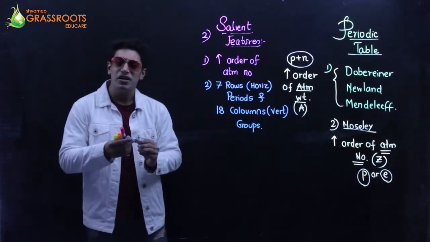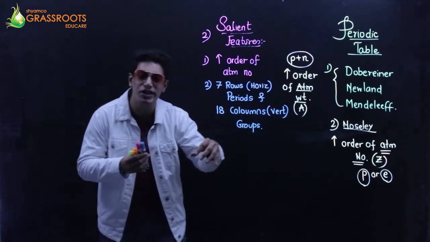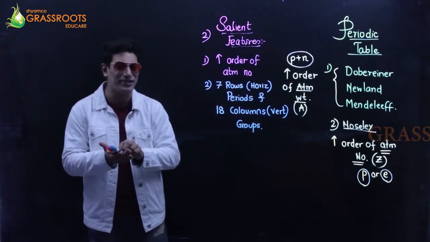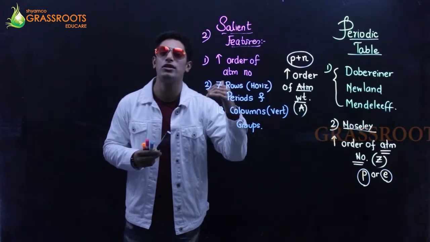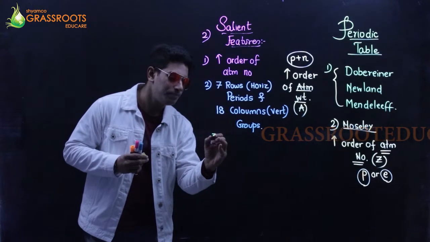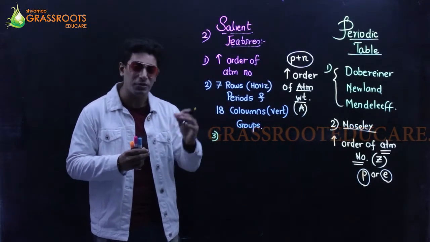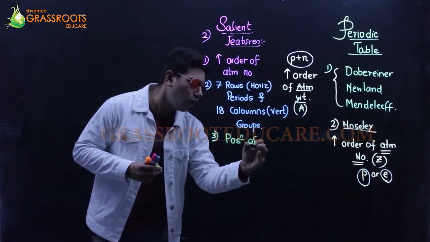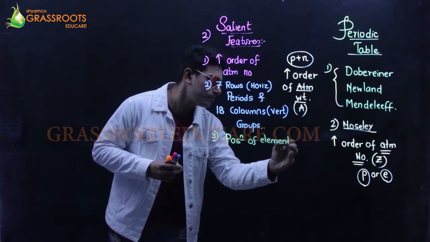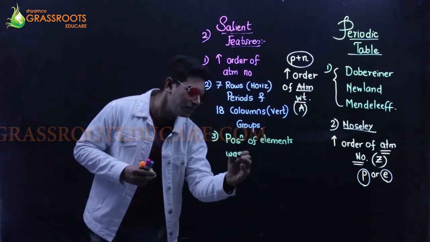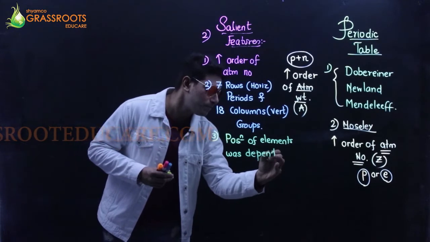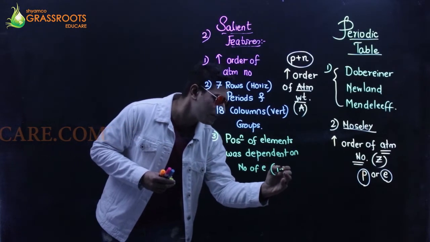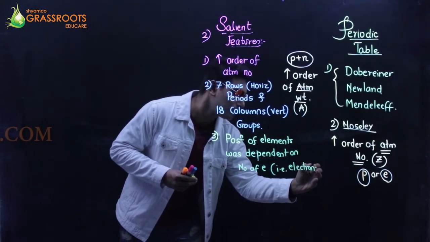Alright, now remember, since the elements are arranged according to their atomic number, that's the number of electrons, we are talking about the electronic configuration. So I can say the table was dependent, the location, the position of elements was dependent on the number of electrons. That is electronic configuration.